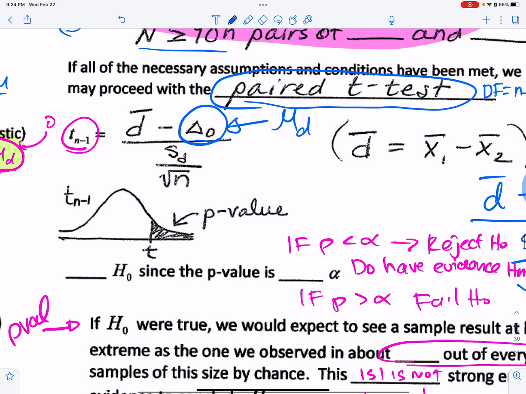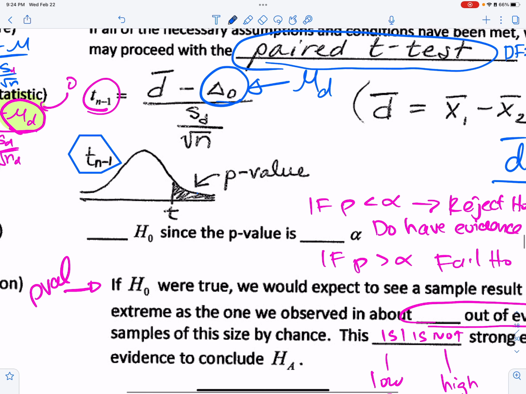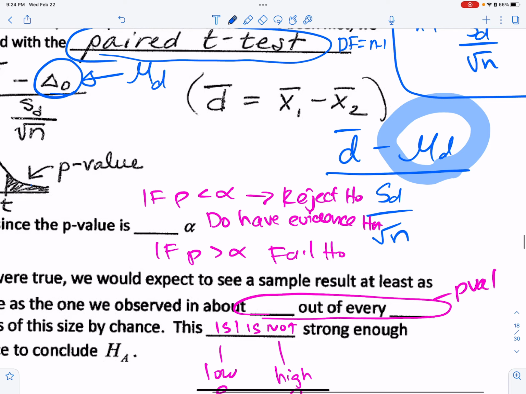All right, when you draw it, this is all we label. We label it as t with n minus 1. When it's a t curve, I label my p-value. And of course, everything else is the same.